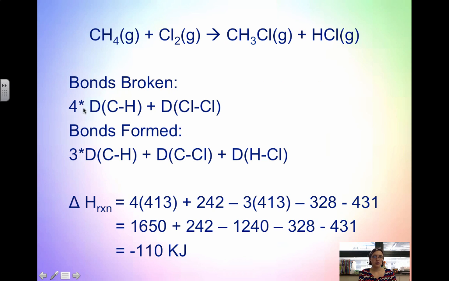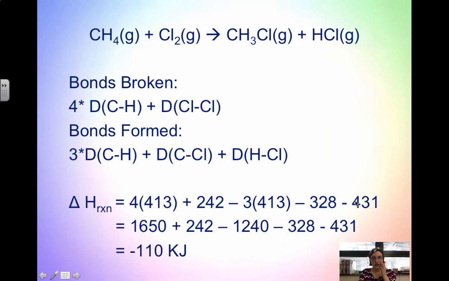So if we take a look at this, we have 4 times the bond enthalpy of CH plus the bond enthalpy of Cl-Cl. Those are our bonds broken. And then we have 3 CH bonds forming, 1 CCl bond forming, and 1 HCl bond forming. So we take our bonds broken minus bonds formed. So again, these are endothermic, these 3 are exothermic, that's why these 3 are negative.